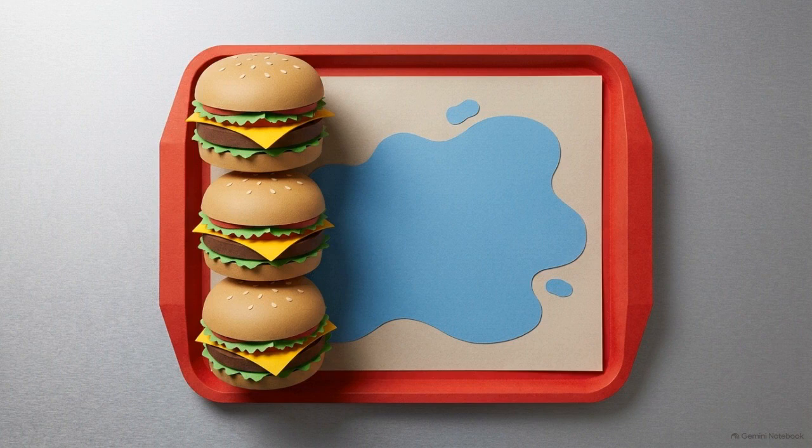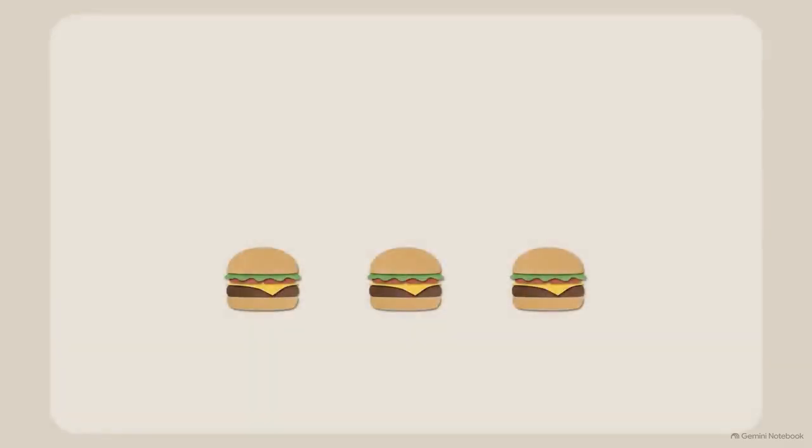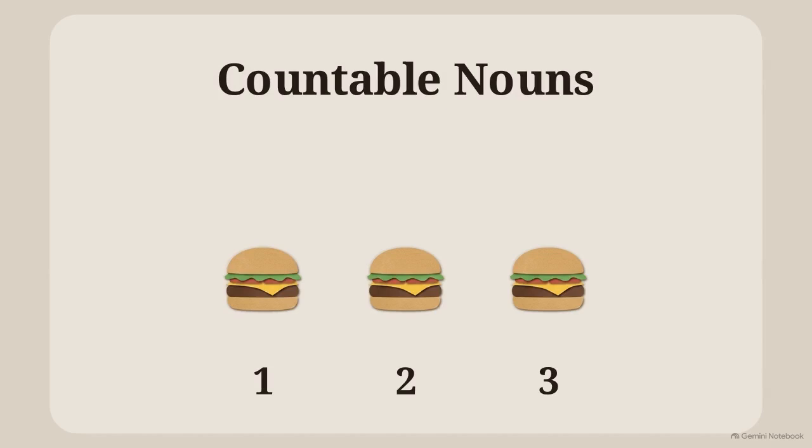Imagine you're clearing a table and you see this tray. You can easily count the burgers, but try counting the spilled water. You can't, because burgers are individual items. You can put an exact number in front of them. 1, 2, 3. In English, we call these countable nouns. They follow a specific set of rules.